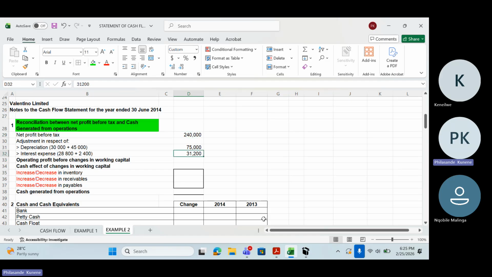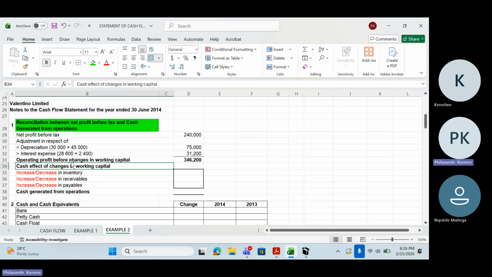So after this, now I can get what? Operating profit before changes in working capital. If I'm adding the three amounts, we're going to have 346,200 rands. Okay. Then cash effect of changes in working capital.